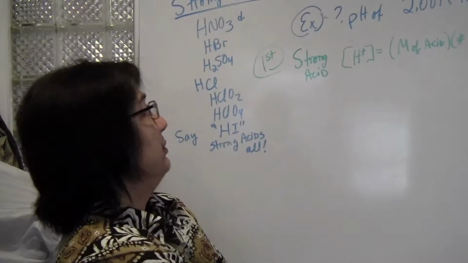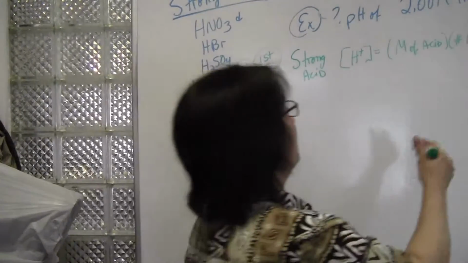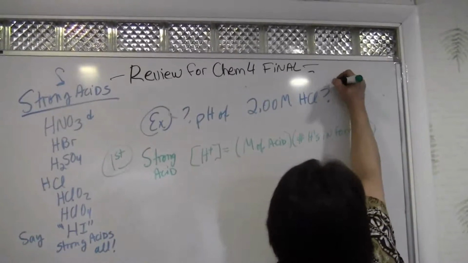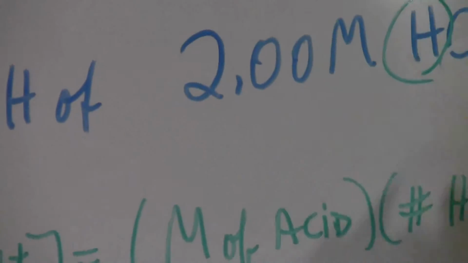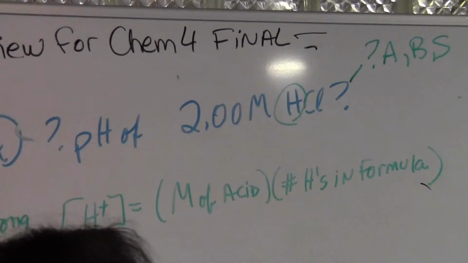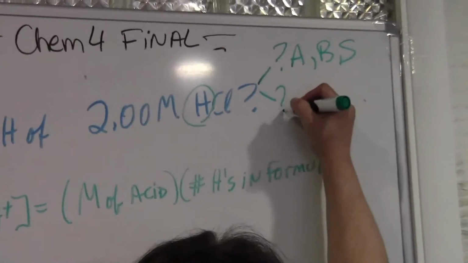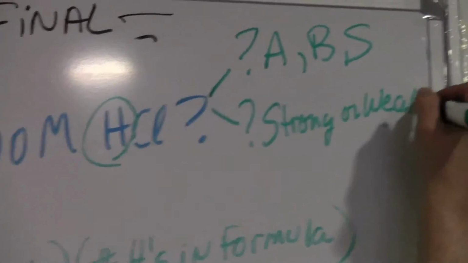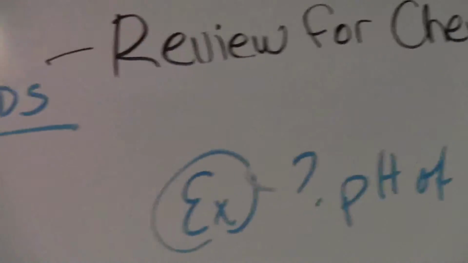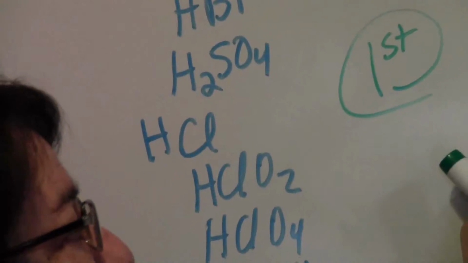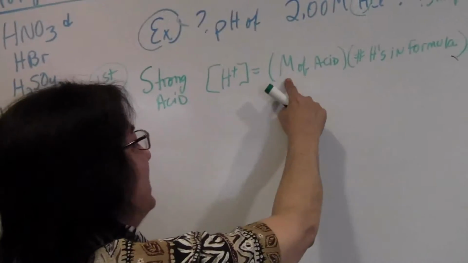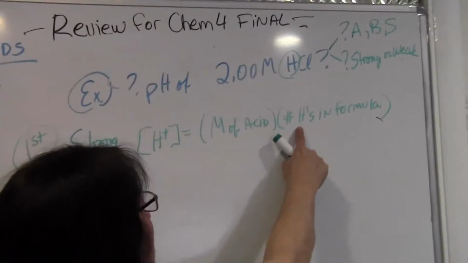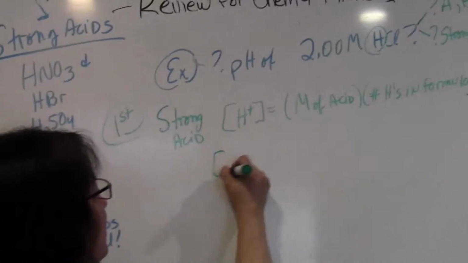So here's our example of a pH of a strong acid. First of all, you ask yourself two questions. Is this an acid, a base, or a salt? And since it starts with an H, we know it's an acid. Second question with pH, you're going to ask yourself, is it strong or weak? Since it's in our strong acid song, HCl, to figure out the hydrogen ion content, or molarity, we just take the molarity of the acid and multiply by the number of hydrogens in the formula.